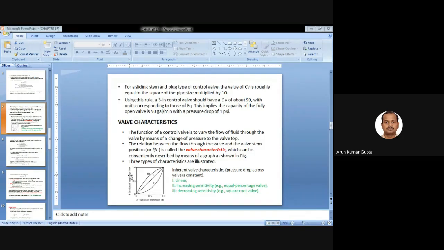So we have the linear, and then we have increasing sensitivity, or equal percentage. It is basically given by this. As we have seen, the sensitivity is defined in terms of the slope. Increasing sensitivity means the slope will continuously increase. Here also, in the third case, when the slope is continuously decreasing, we call this decreasing sensitivity, or we can also name it the square root valve.